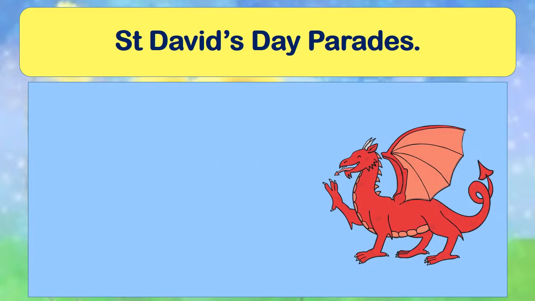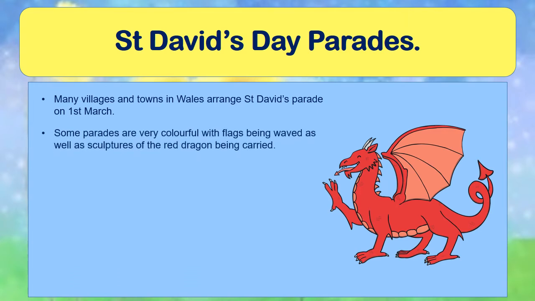But also, lots of villages and towns in Wales have a parade on the 1st of March. So it doesn't have to be just Cardiff, which is a big city. It can be the smaller ones as well, like the villages, where they're not that big, but they still have a parade. And some parades are so colourful.